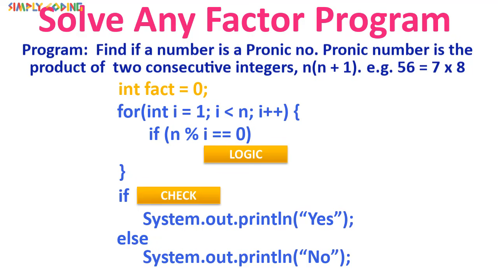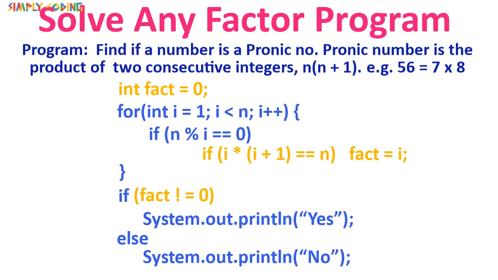In the logic section, once we have a factor, we just multiply it by the next number and check if it is the same as the original number. If yes, we just set fact to that number. In the check section, we will just check if fact is non-zero. If yes, it is a Pronic number. If you want, you can print fact and fact plus 1 also over here. If it is 0, then it is not a Pronic number.